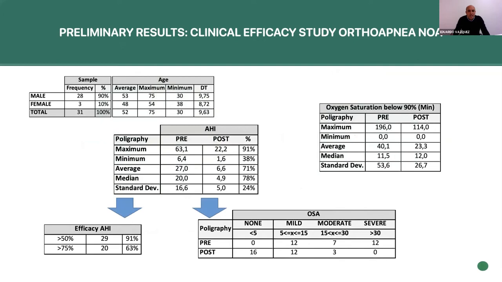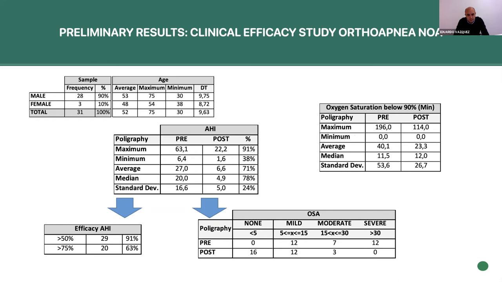We have preliminary results of the efficacy of the NOA. Actually, OrthoApnea is running, or is going to start running, around 10 clinical studies regarding different parameters of efficacy of the NOA. These are the preliminary data of the NOA, and you can see that the data is really promising, really impressive. In this study there were 31 patients, 28 of them male and 3 female. In the pre-polygraphic study, the average apnea hypopnea index was 27 for the whole sample.